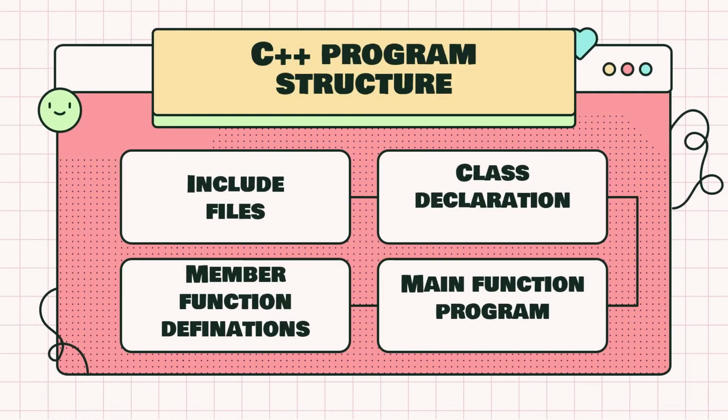This is the C++ program structure. First we have to include files, then have the class declaration, which I may have already discussed the syntax of above, and then the main function program. In the main function we have to declare the object and access the class. Similarly, member function definitions. We have two types of member function. One member function is declared in the class, and one is declared outside the class. We will discuss this later.